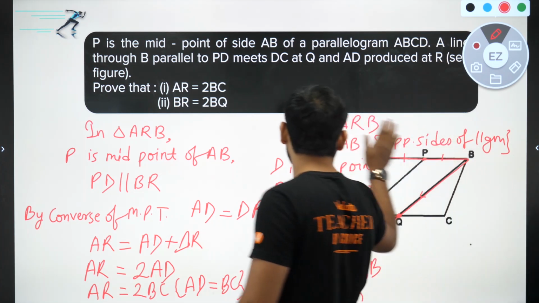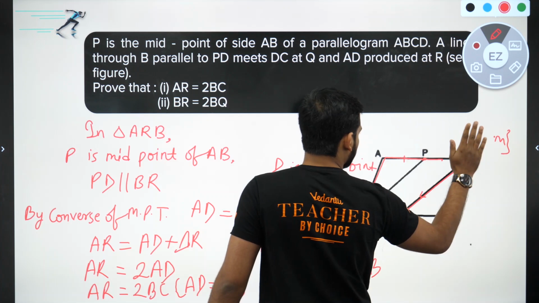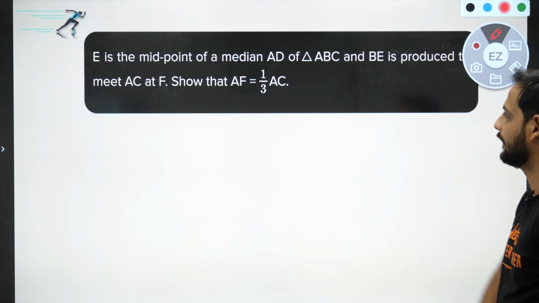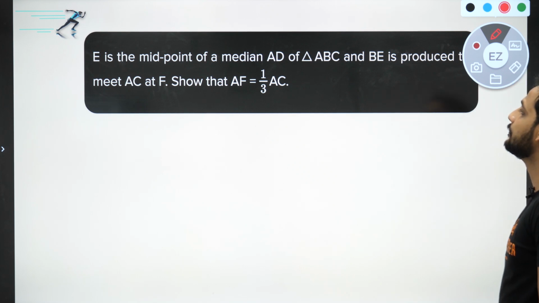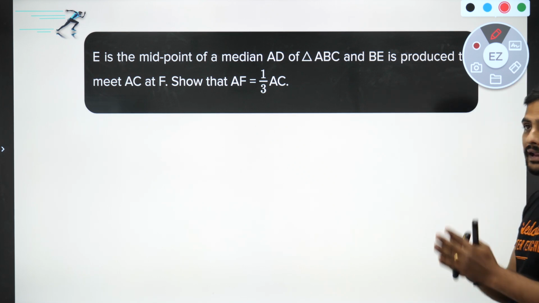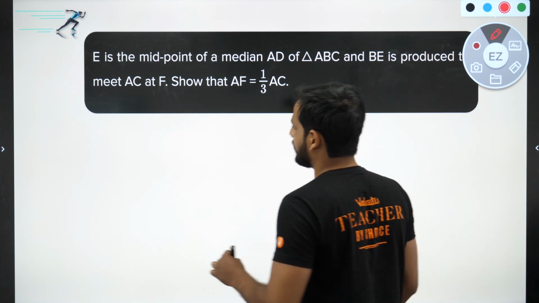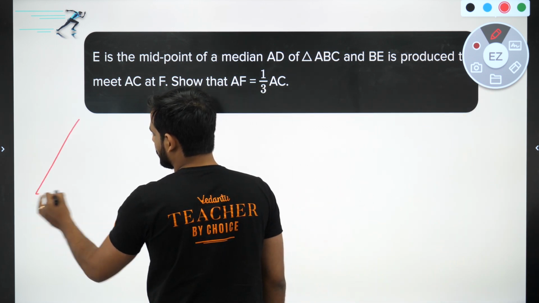Okay, chalo, so let us move to the next question. The next question we have is this: E is the midpoint of a median AD of a triangle ABC. So let us draw a triangle ABC.